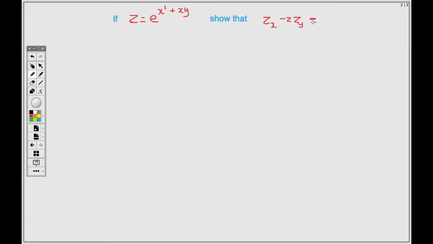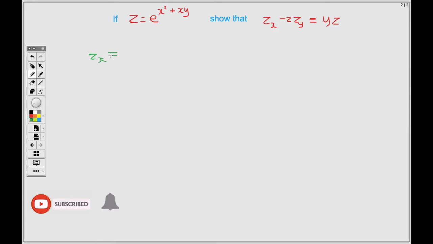Now this next example, we're going to show that zx minus 2zy is equal to y times z. So we have to look at the function that is given and we need to find out what is zx, and we have to find out what is zy. Then we're going to substitute and prove that the left is equal to the right. So let us look at finding out what is zx.